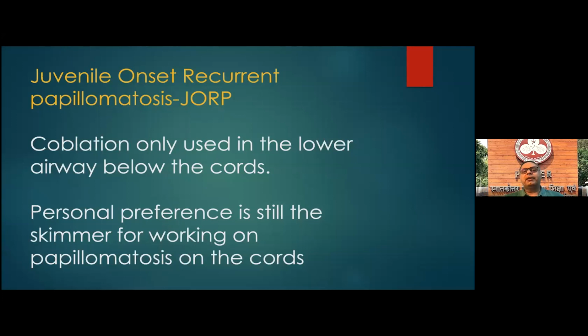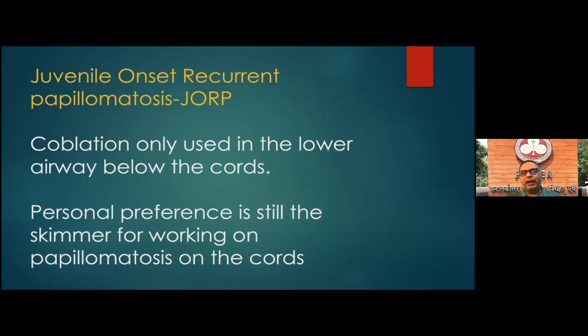So this is another condition we have used it in, but that being said, I only use coblation in the lower airway below the cords. If we have recurrent papillomatosis in the trachea or the bronchus, that is where I use it. Personal preference. I say personal preference because I haven't done a study comparing a laser with a coblation and a skimmer on the vocal cords, but personal preference for the vocal cords, it's still the skimmer for working on papillomatosis, limited to the vocal cords. But if there is anything lower down, I will tell you why I use the coblation.